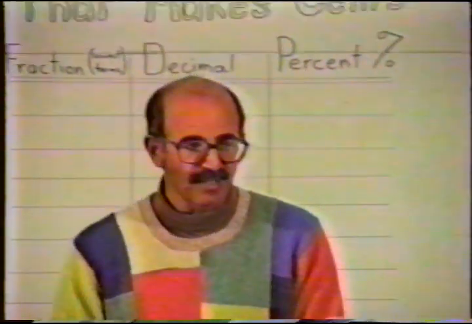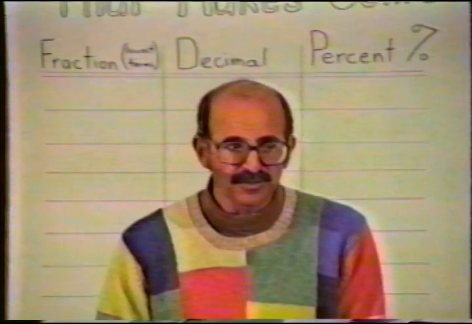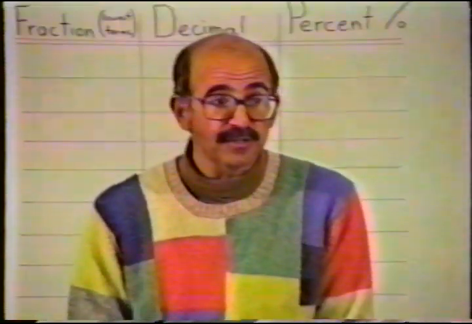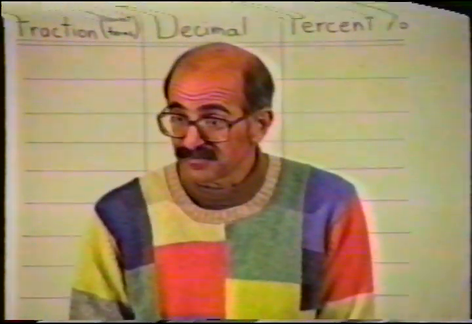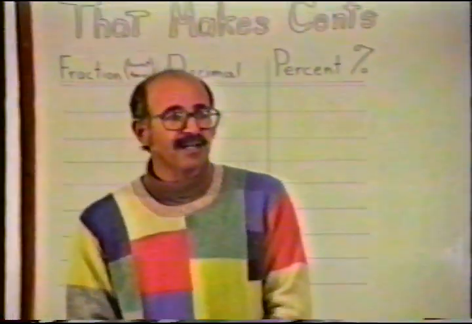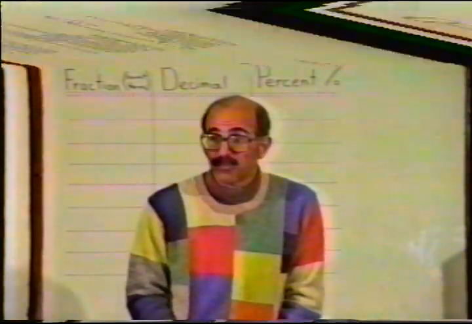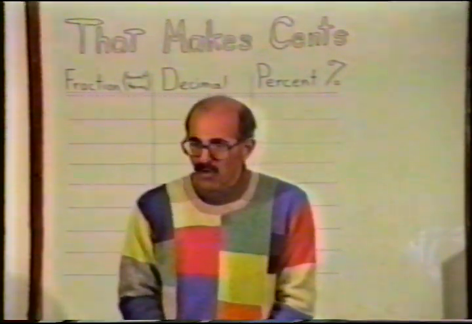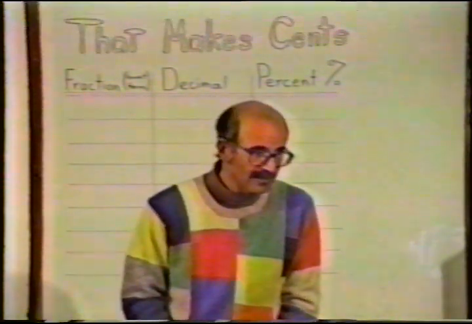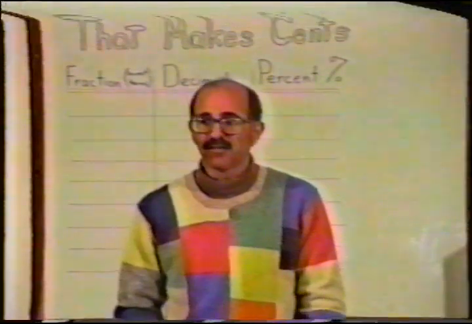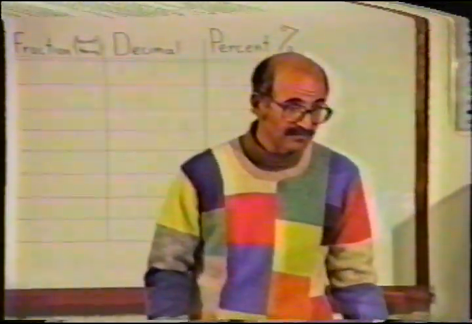Per. Well, how about kilometers per hour? What does it mean if you're going 80 kilometers per hour in your car? What does per mean? Each. Yes, it means each hour. 80 kilometers for each hour. So percent means for each 100. 50% means 50 for each 100.